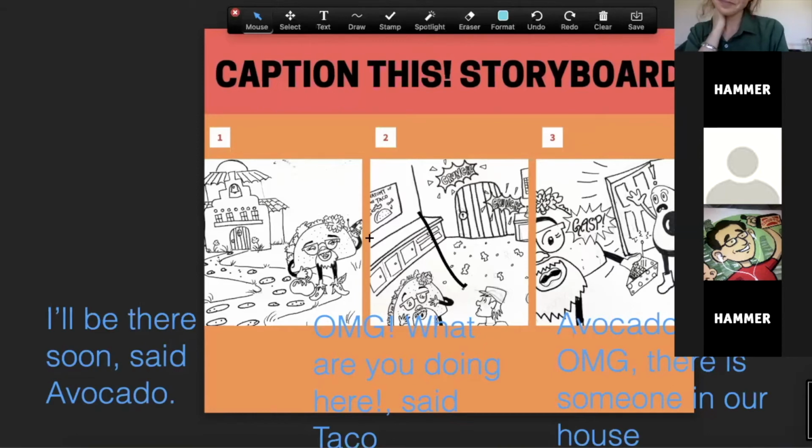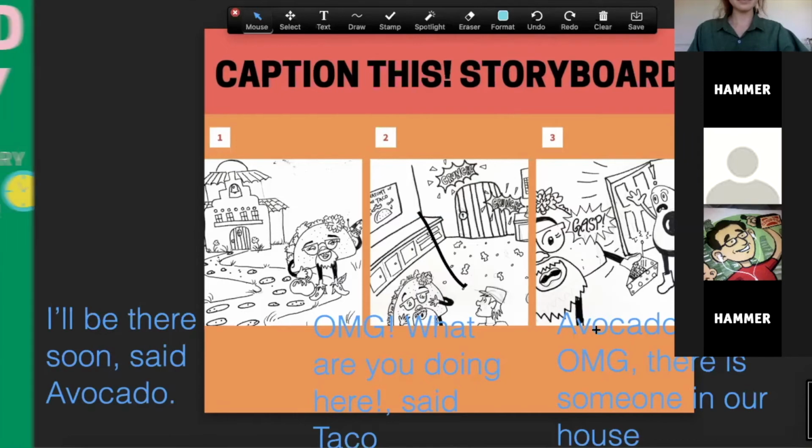Taco goes inside his house, finds a total stranger, and says, "Oh my God, what are you doing here?" said Taco. And then the person flees. And Avocado comes in and said, "Oh my God, there's someone in our house."